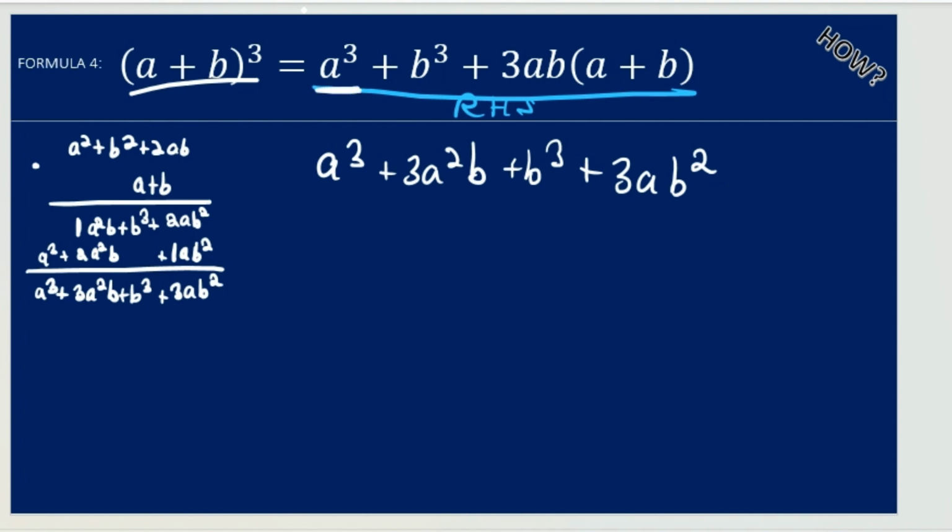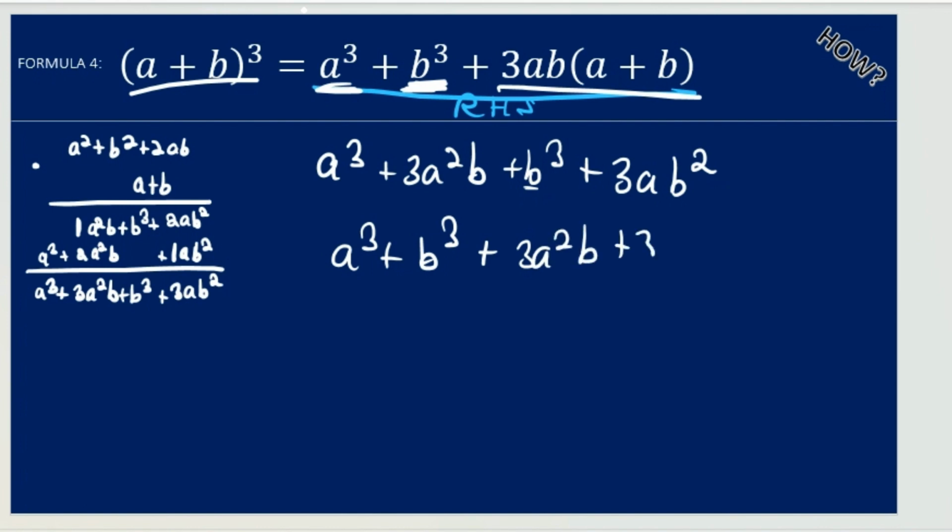So first here is a cube. So a cube plus. Then is b cube. So b cube over here. So plus b cube. Then it's 3ab times a plus b. So we get, like, that term is not in this expression. So we're just going to write what we have remaining. So 3a squared b plus 3ab squared. So we want to make these two terms into 3ab times a plus b.